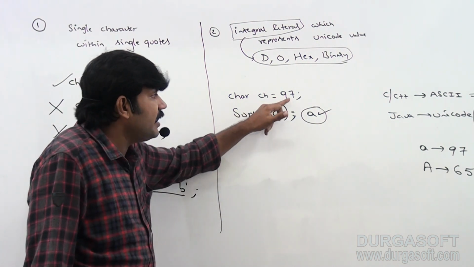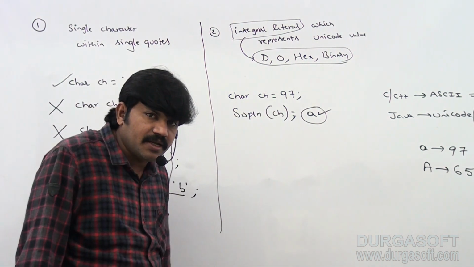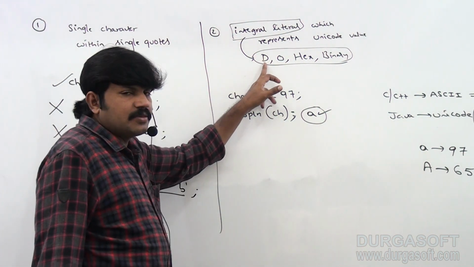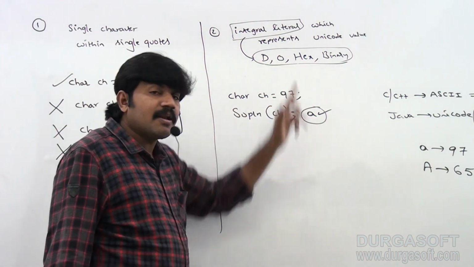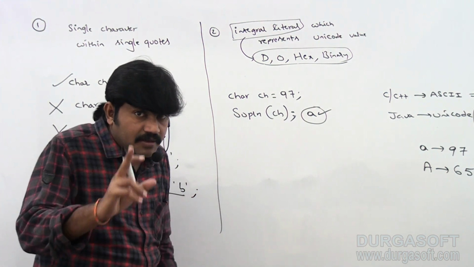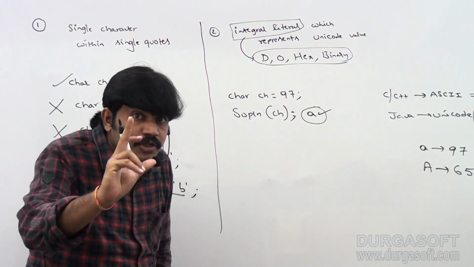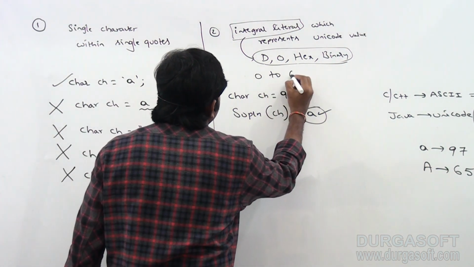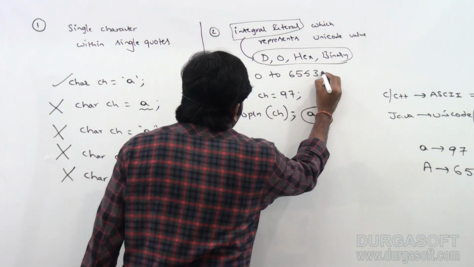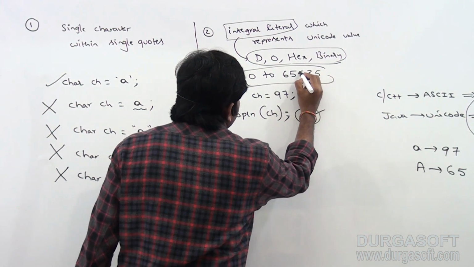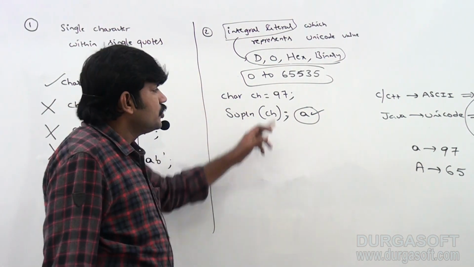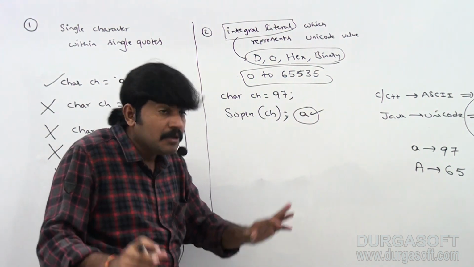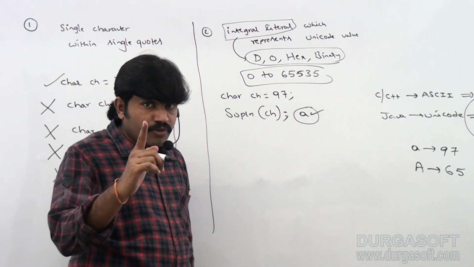Next, this 97 you can represent in any acceptable form, either decimal or octal or hexadecimal or binary, any style you can take. But the allowed range is 0 to 65,535 only. Remember this very carefully, sir. 0 to 65,535 only, because this is the range of Unicode values, right?